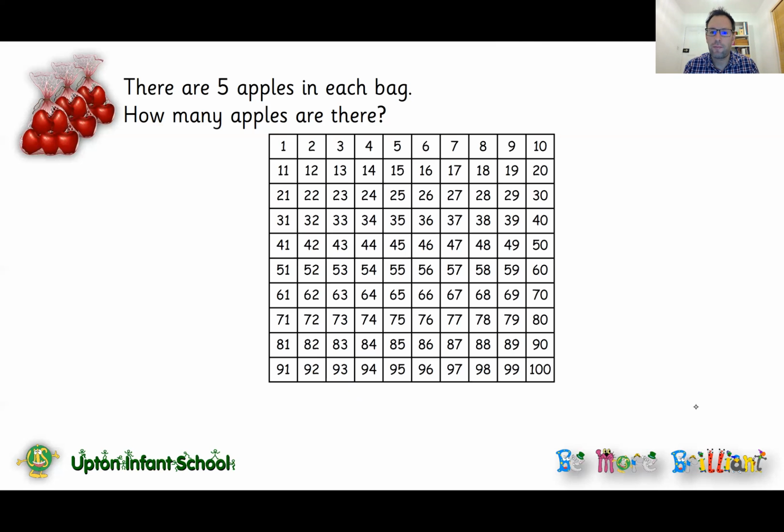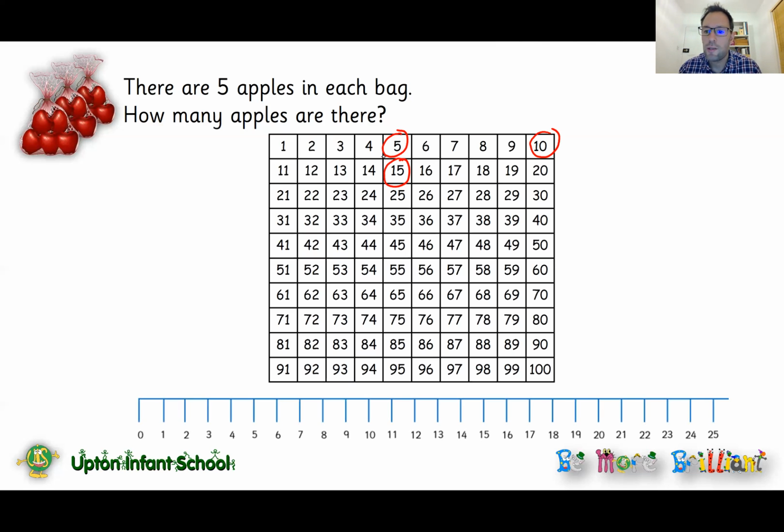So I've got 3 lots of 5. So I could count in 5s. I could do that in my head. I could use my 100 square. So if I count in 5s on my 100 square, 5, 10, 15. That takes me to 15. 3 lots of 5 is 15.